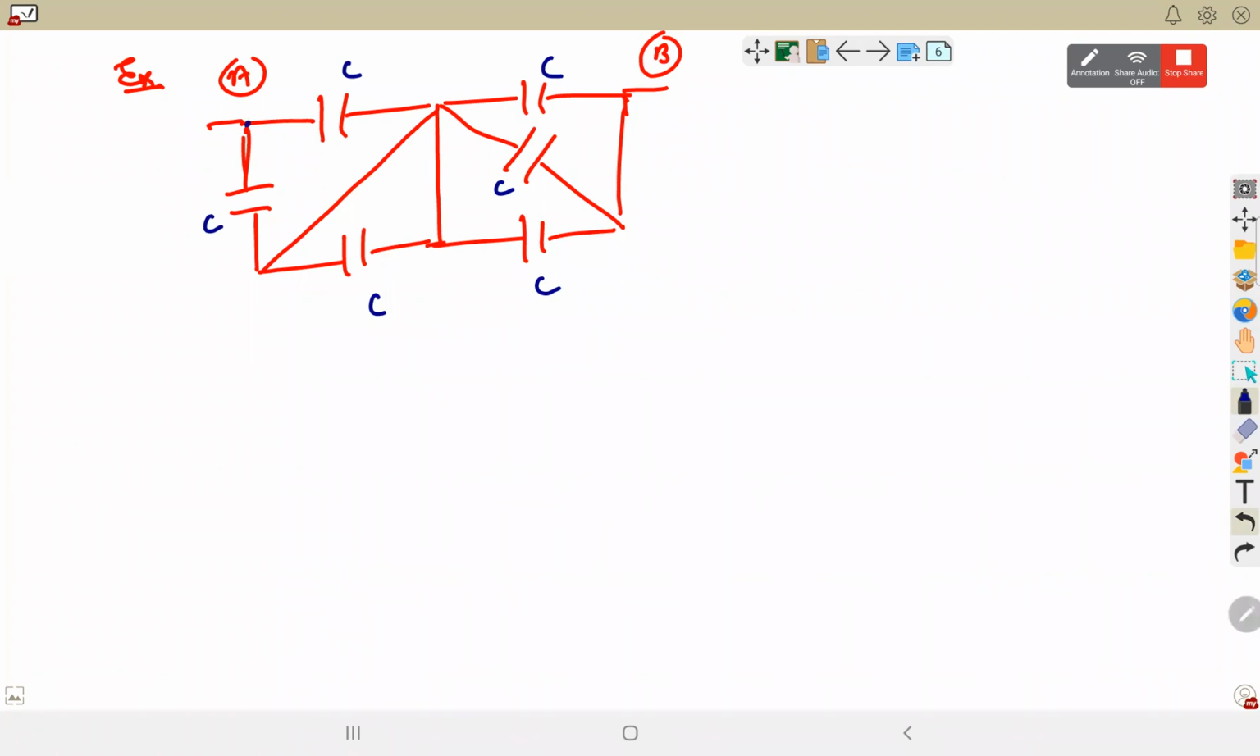Yes. So if you put the name, this is A, this will become 1, this will become 1 because they're connected together. This will also become 1, this will also become B.